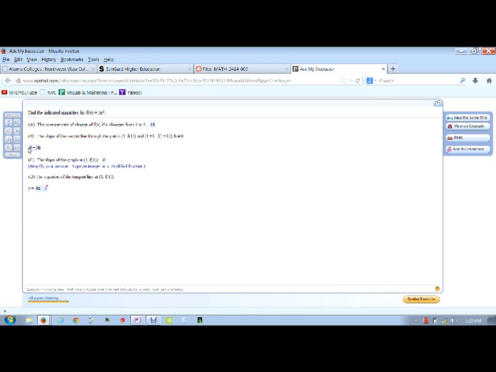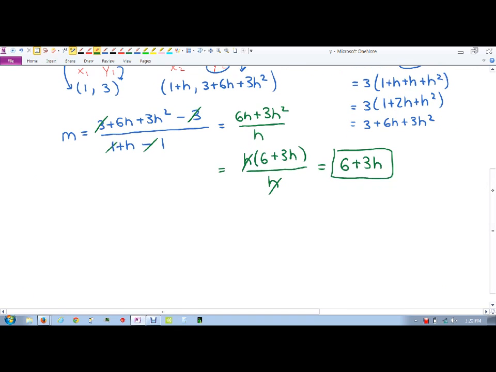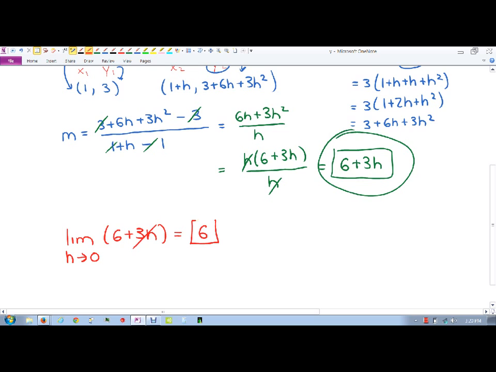Okay, so now that answered part B. Now for part C. We want the slope of the graph at 1, f of 1. So the way to do this is to go back to this answer right here, and all we do is take the limit as h goes to 0 of that expression. In other words, we just let h turn into a 0, and it basically kills off this, and we're left with 6. So back on the graph, if we go to the point 1 itself and look at what the slope of the tangent line is through that point, that slope is 6.